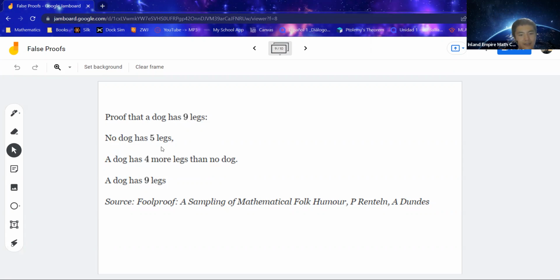Because no dog has 5 legs, and the dog has 4 more legs than no dog. So a dog has 4 plus 5 legs, which is 9 legs. So a dog has 9 legs. All right. Hopefully there's no questions about this one.